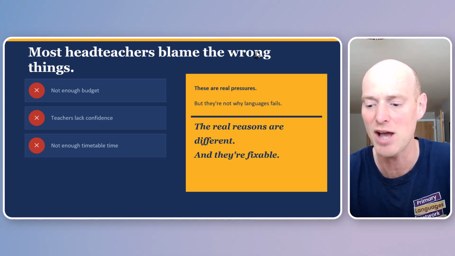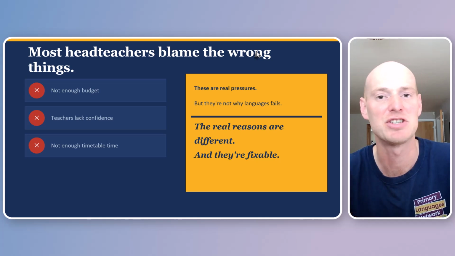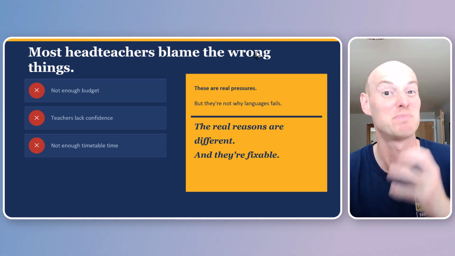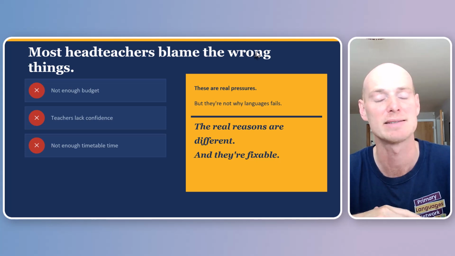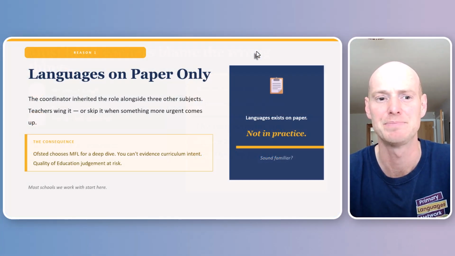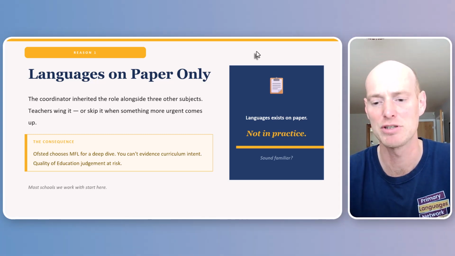Now, these definitely are pressures, but they aren't why languages fail. And actually, you're looking in the wrong direction. They certainly make the cracks bigger if the infrastructure is not correct, but they're not the reason why your languages is failing. Now, reason number one that I spot the most is languages on paper only.